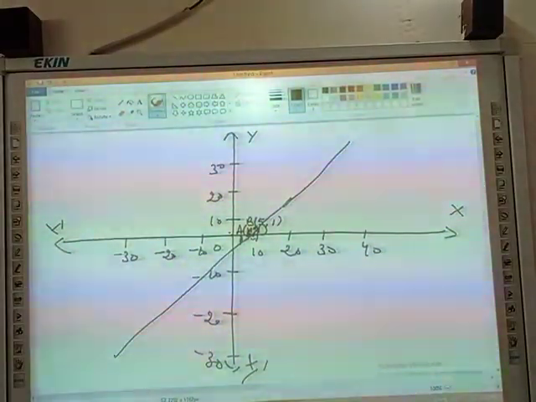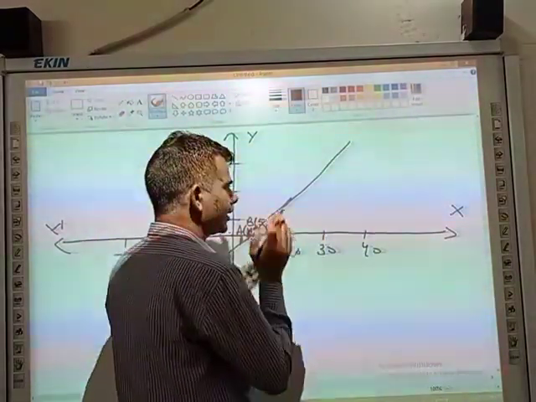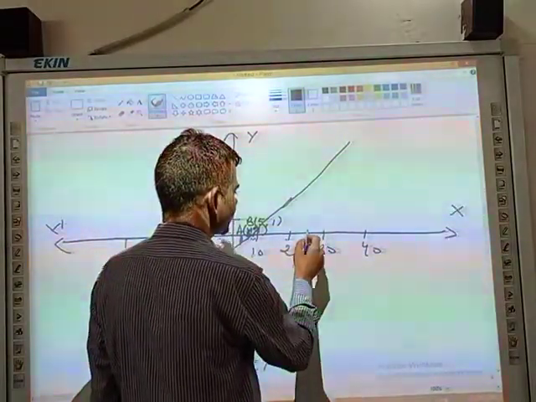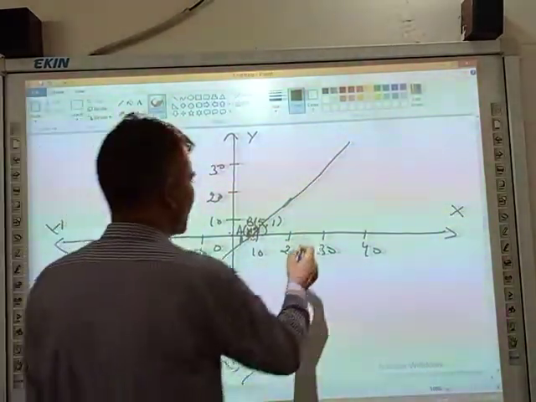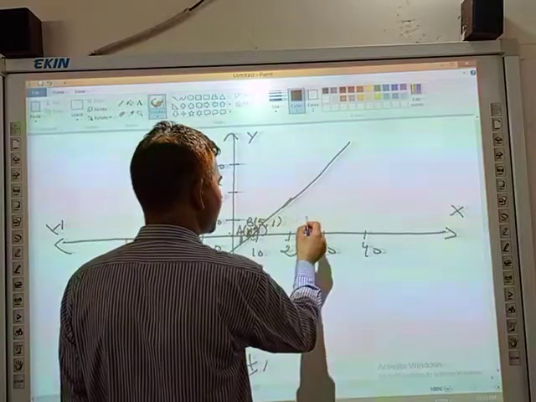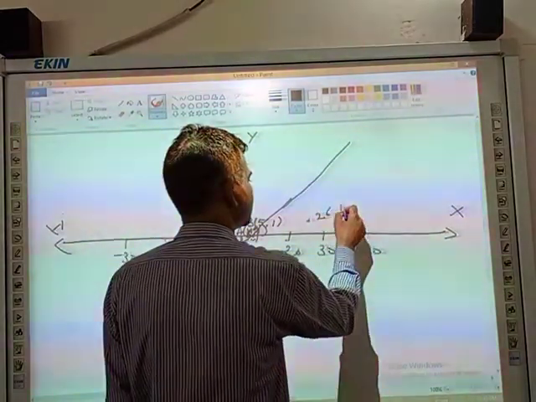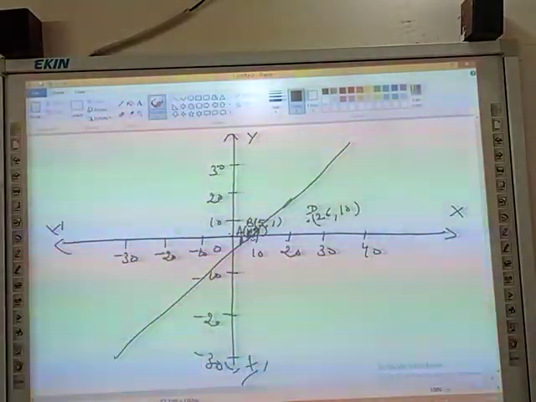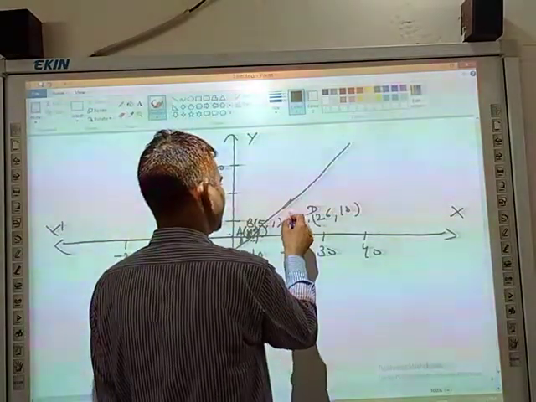Now students, 26 and 10. 26, 25, 20 and 30. The midpoint will be 25 and just one greater is 26. 26 and 10. That is your D point. Now students, 21 and 15.